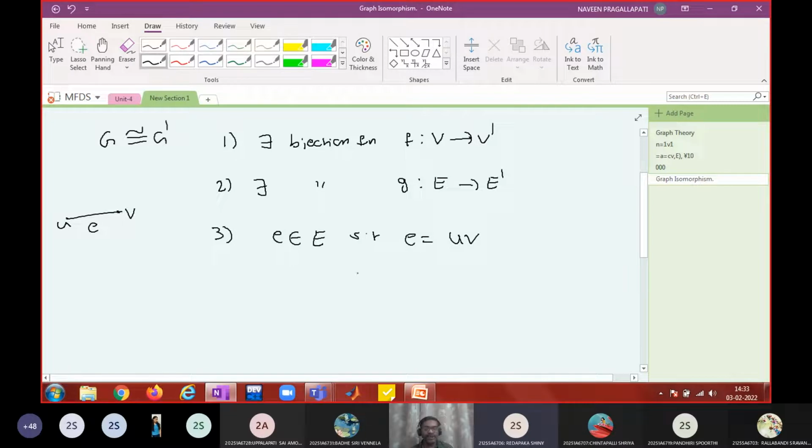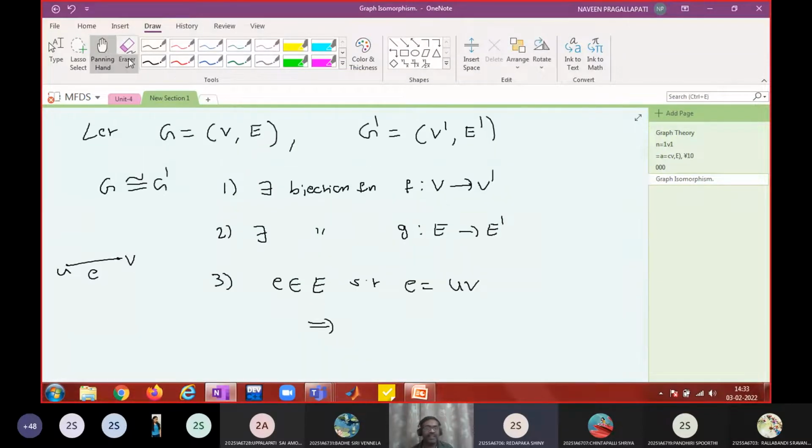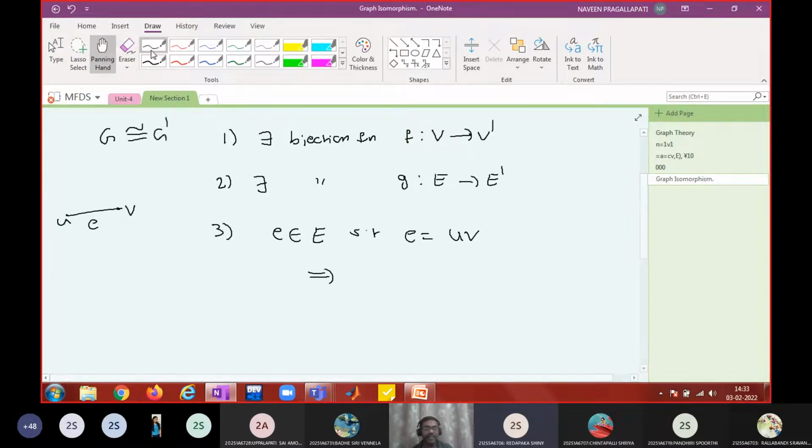If that is the case, then you will have an image, no? Because u and v are vertices, and vertices are elements of V, you will have an image. What is that image? f of u. And v will have an image. What is that? f of v. And f of u and f of v must be connected by the image of e. That means what? What is the image of this one?